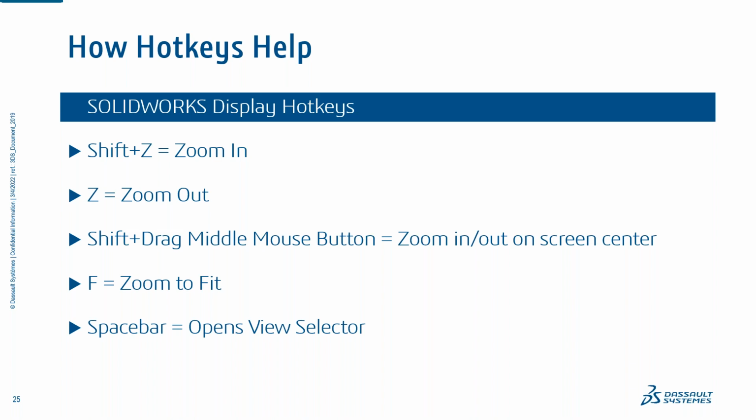If you have a middle mouse button, you can hit the Shift button on your keyboard and the middle mouse button and just drag it back and forth, and it'll zoom in and out on the screen center, so on your viewport center. So if you're doing something really, really small detail on a giant part and you want to zoom in, you can do that as well. And of course, the space bar opens your view selector, so you can jump around a little bit in your views.